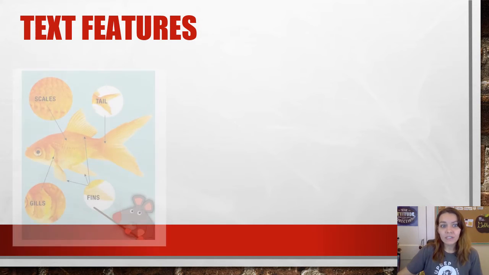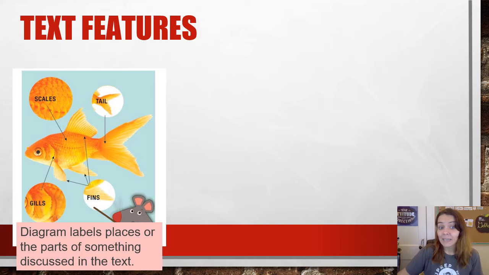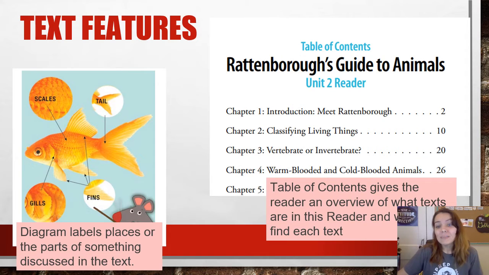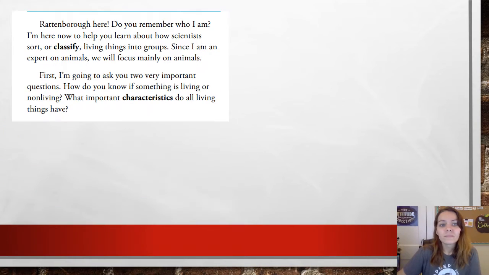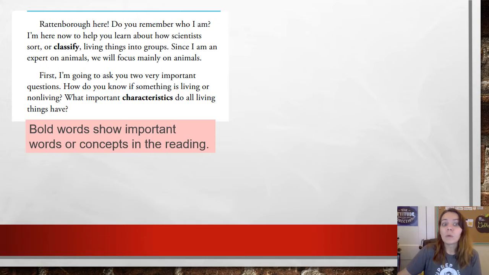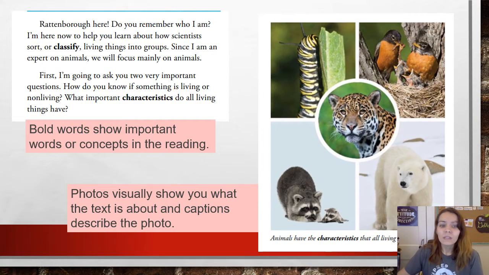So, yesterday we briefly discussed text features. Text features could be diagrams that label places or parts of something discussed in the text, like in this picture. It could be a table of contents that gives the reader an overview of what's inside the reader. You will also see bold words throughout our reading, and that shows important concepts or words throughout the text. You'll see a lot of pictures as well with captions that describe what's being shown.